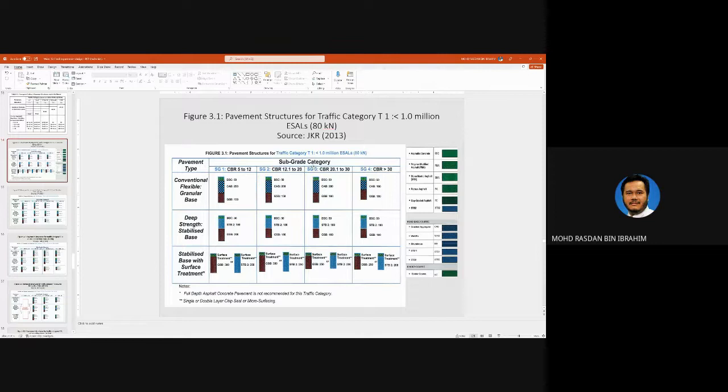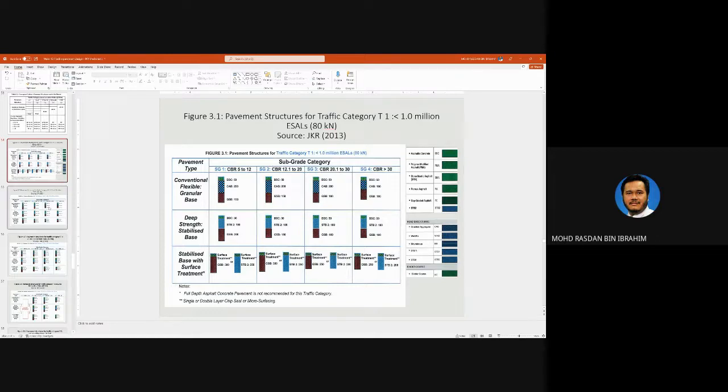If the subgrade category is SG3 or SG4, you can see that the wearing course here is still 50 millimeters. The crushed aggregate base here is 100, and the GSB can be less, 100 mm. So this is for the T1 category.